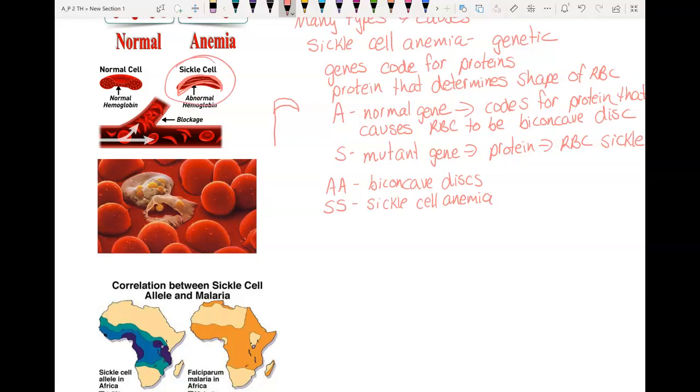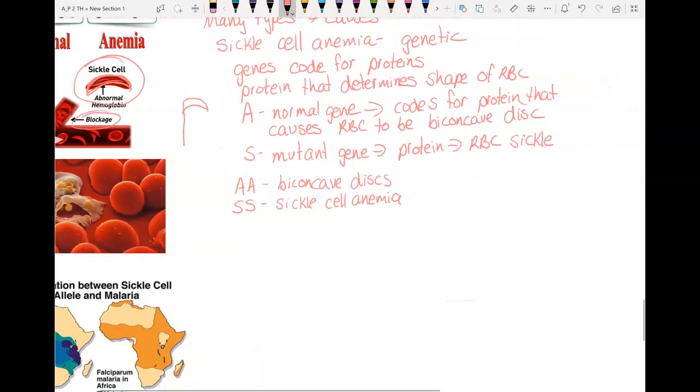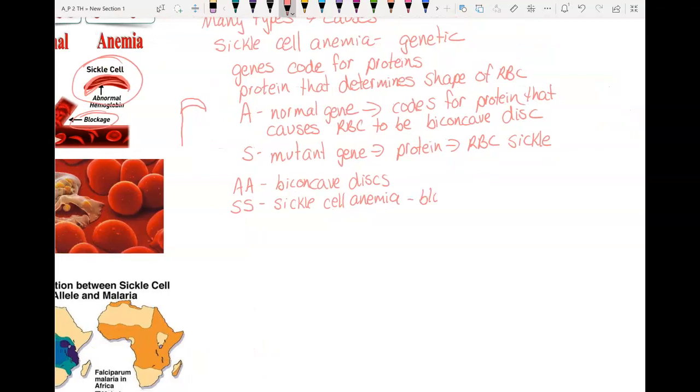And as you can see, sickle-shaped cells don't do well. They get blocked in capillaries. You remember one of the features of the red blood cell and the biconcave disc is it helps them fit through your capillaries. Well, if they don't have that biconcave disc, you get blockages in blood flow. Also, these cells have a short lifespan. So you're going to block blood flow.